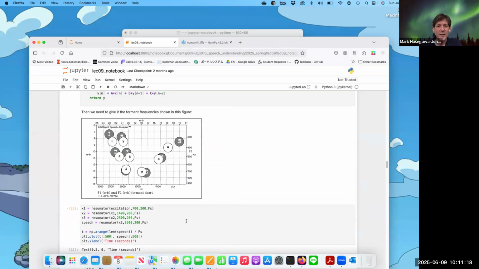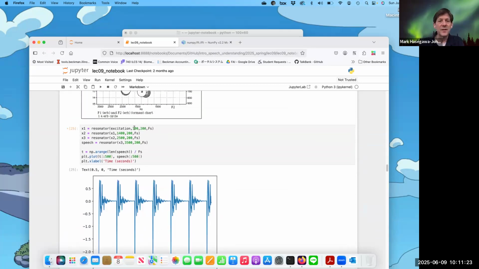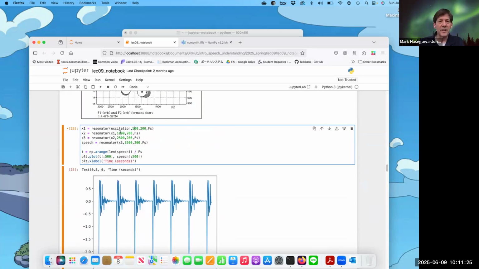Let's make it an O. Let's give it formant frequencies of 500 and 900. So let's see, let's make this 500 and we'll make this one 900.